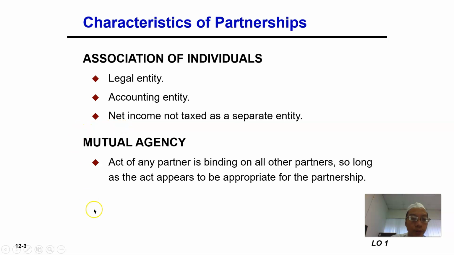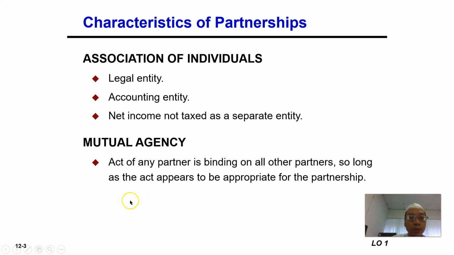And then for mutual agency, what does this mean? It means that the act of any partner is binding on all other partners so long as the act appears to be appropriate to the partnership. So when one of the partners enters into an agreement with outside parties, the partnership is bound by that agreement, even without the consent of the other partners, as long as the act is in connection with the business.